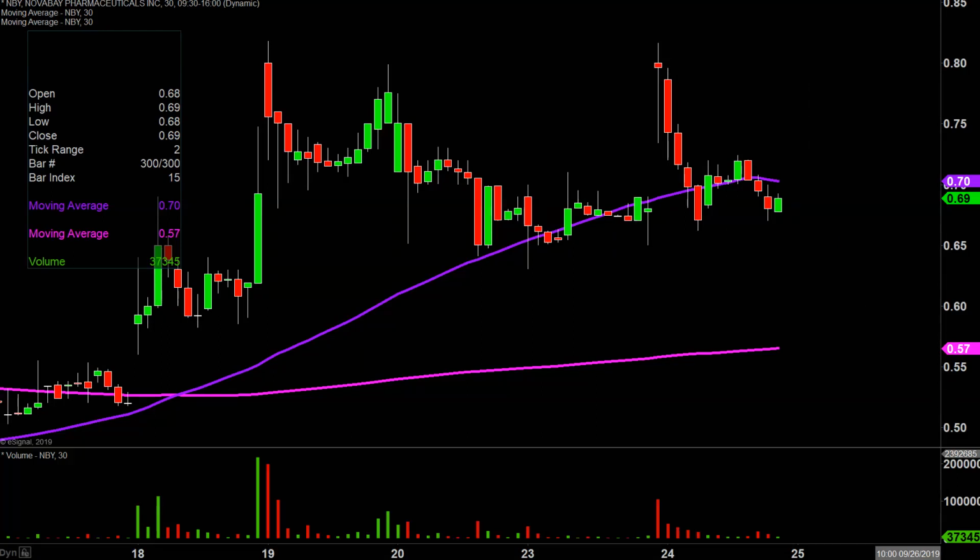Quite the eventful day today, not only from the price action perspective, but you look down here at the volume and well above average volume on the day. So a lot of eyeballs on this one. So let's map out some areas of support and resistance.